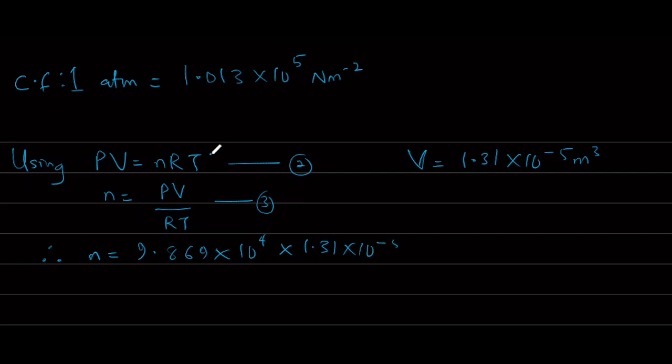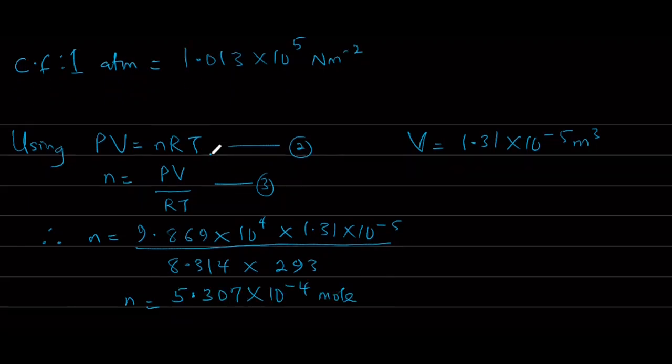So in that case, we can have volume to be 1.31 exponential minus 5 over our value for R. Since the volume is in meter cube and the pressure is in Newton per meter square, then the value for R we are going to make use of is 8.314, times temperature, which is 293 in Kelvin. So the value for n is going to give us the number of moles.